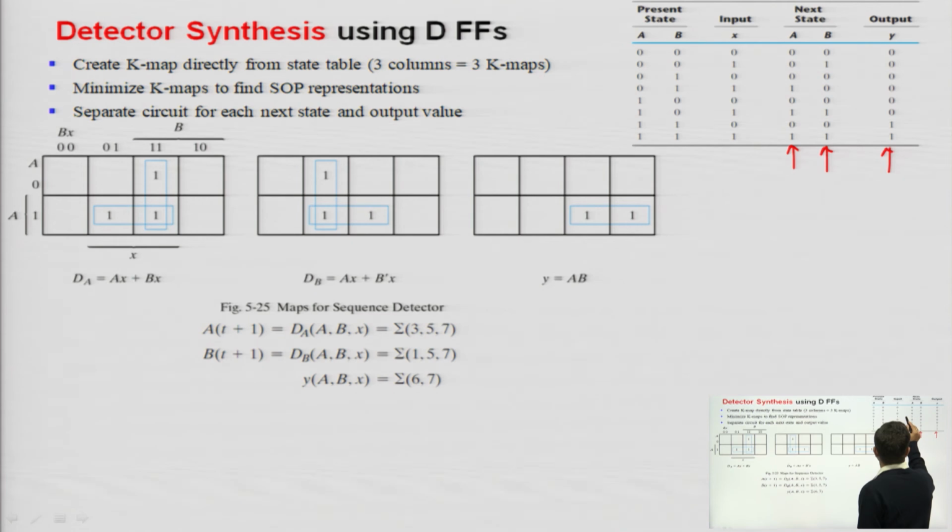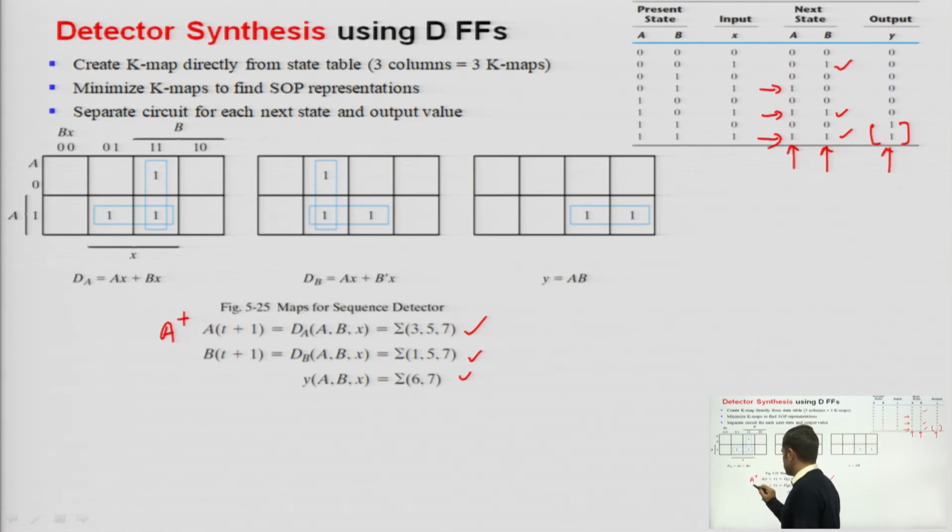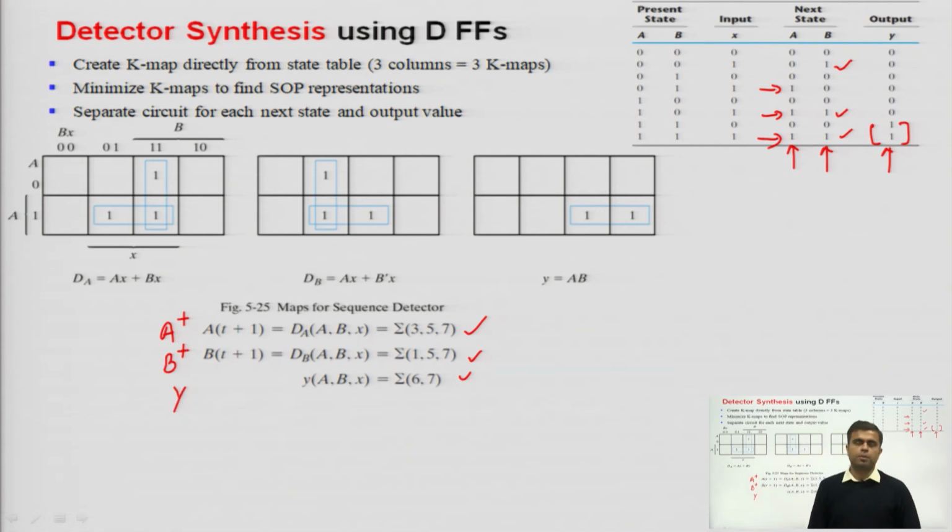So I can check that this is equivalent to 0 1 1, that means 3, this is 5, this is 7. So 3 5 7. Similarly for B, I can check that this is 1, this is 5, this is 7, that means 1 5 7. And for Y, I can check that there are two ones which correspond to 6 7. So I have to prepare 3 K maps for A plus, B plus and Y.